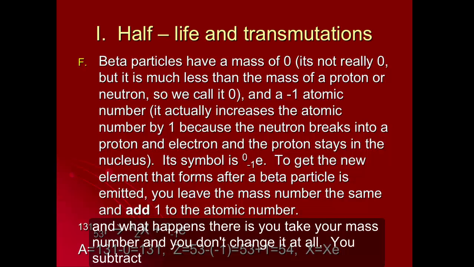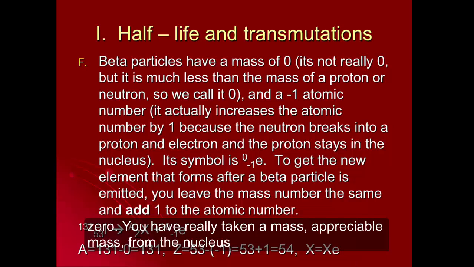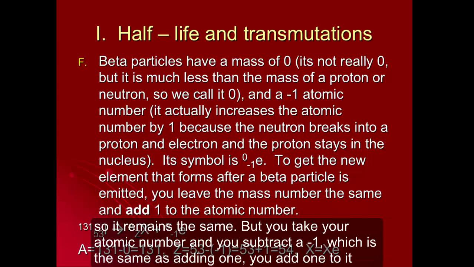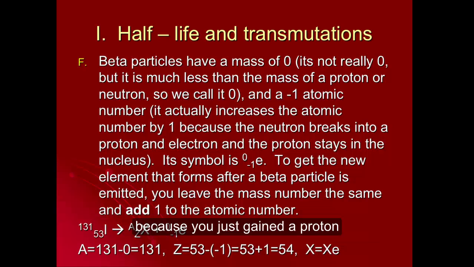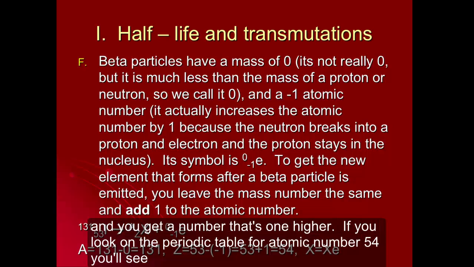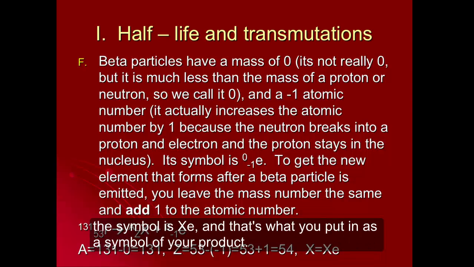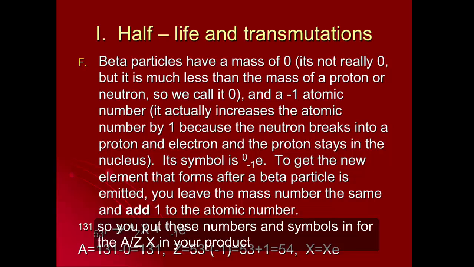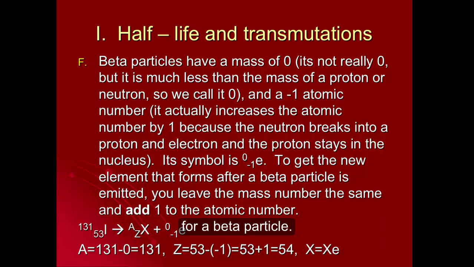And what happens there is you take your mass number and you don't change it at all. You subtract 0. You haven't really taken an appreciable net mass from the nucleus, so it remains the same. But you take your atomic number and you subtract a -1, which is the same as adding 1. You add 1 to it because you just gained a proton. And you get a number that's 1 higher. If you look on the periodic table for atomic number 54, you'll see the symbol is Xe, and that's what you'll put in as the symbol of your product. So you'd put these numbers and symbols in for the A, Z, X in your product for a beta particle.